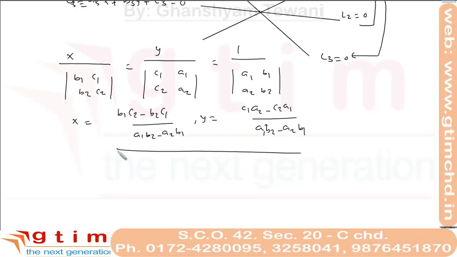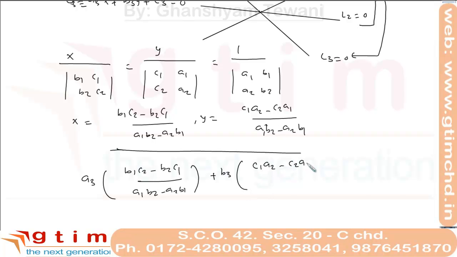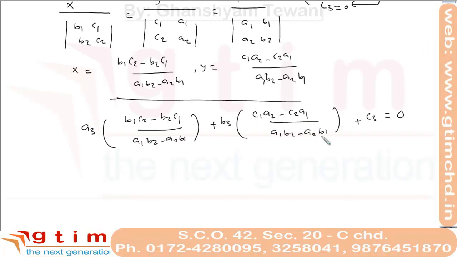So we have this condition when we put these coordinates in the equation of the third straight line: a3 multiplied by this x coordinate, plus b3 multiplied by this y coordinate of the point of intersection, plus c3 is equal to 0. Multiply throughout by a1b2 minus a2b1. So we have this equation.